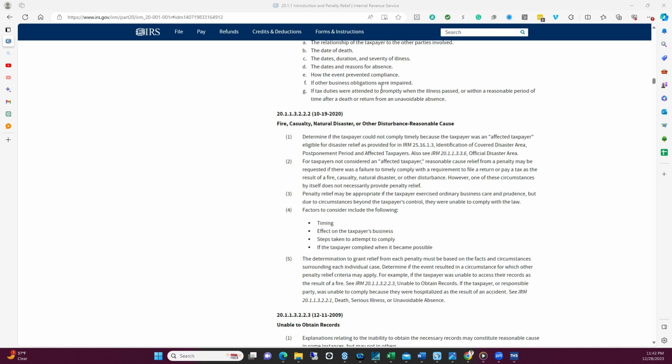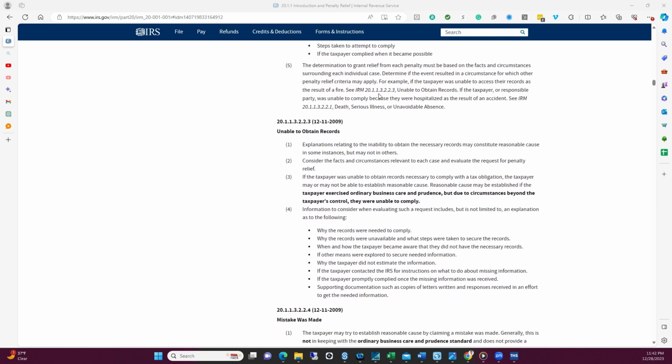But again, you can come here and read. These are very short little glibbits that you can take a look at to see if you qualify. So I'm just going to go over the other headings. Unable to obtain records. In the event of a fire or natural disaster, you might have been unable to get back to your records.